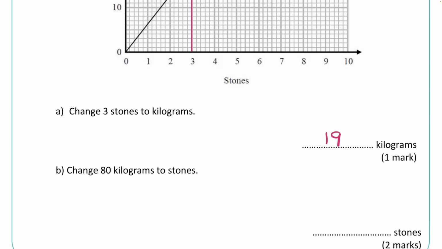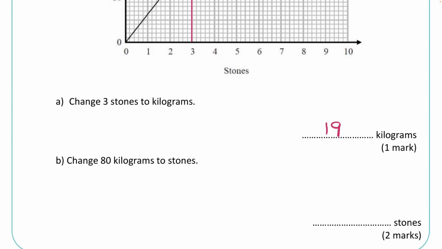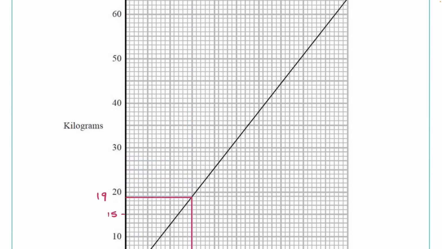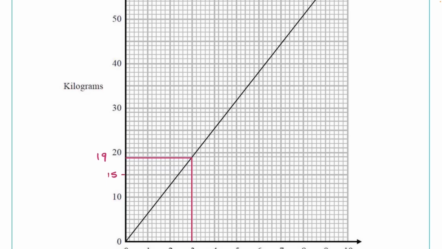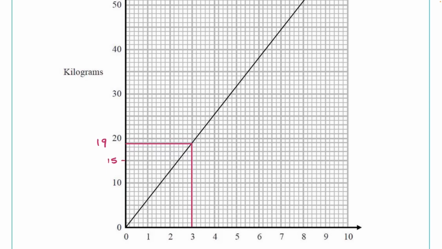For part B, it says to change 80 kilograms to stone. The problem here, our graph doesn't go up to 80. So we're going to have to find a number along the side here which can turn into 80 nicely. So we could go for 10, 20 or 40. I quite like just going for 40 here because I just have to times my answer by 2.